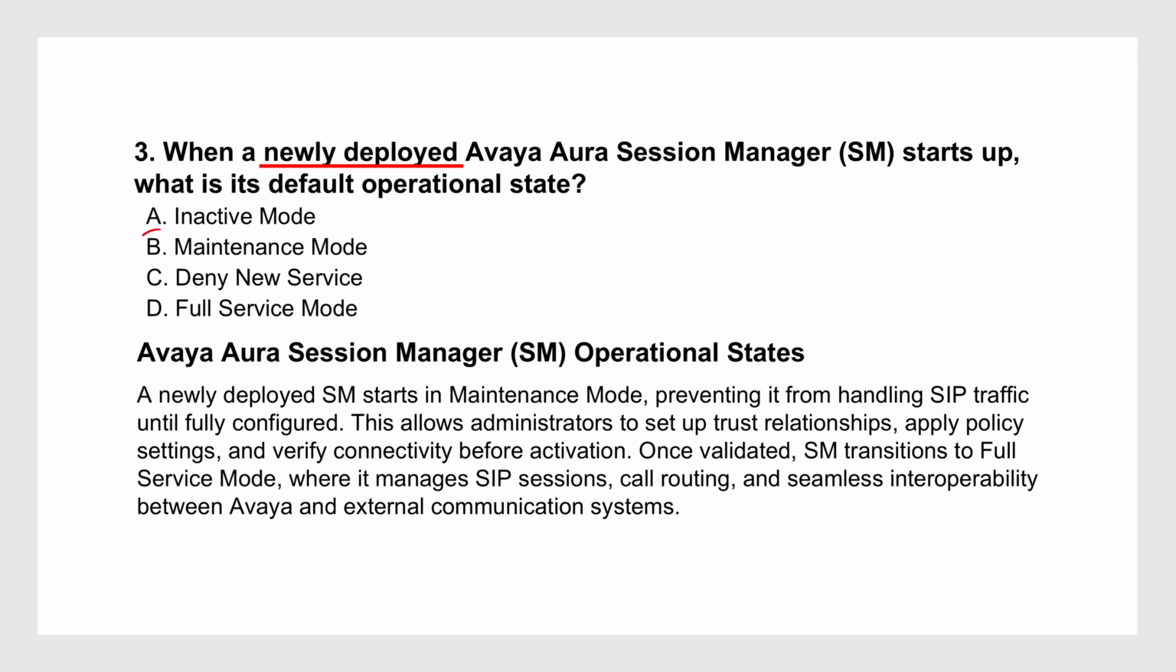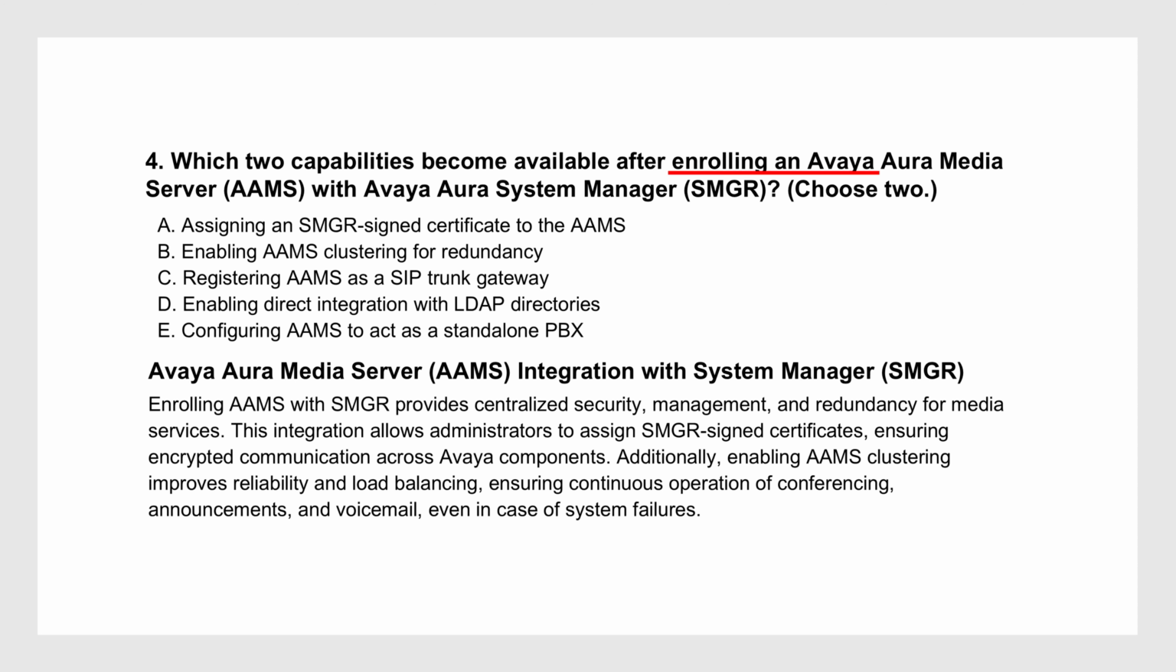Exactly. Speaking of instructions, what happens when we enroll the Avaya Aura Media Server, AAMS, with System Manager, or SMGR? So that's where AMS gets its security clearance and its backup buddy. When you enroll AMS with SMGR, it receives a signed certificate for secure communication. Oh, like a digital passport? You got it. And it can also team up with other AMS servers for redundancy, ensuring those media services stay up and running even if one server goes down. So it's like a double dose of protection? Exactly. Security and redundancy, all thanks to SMGR.